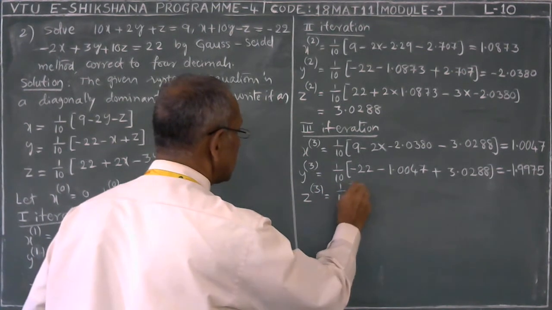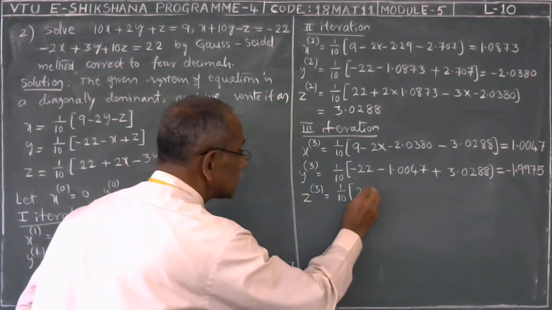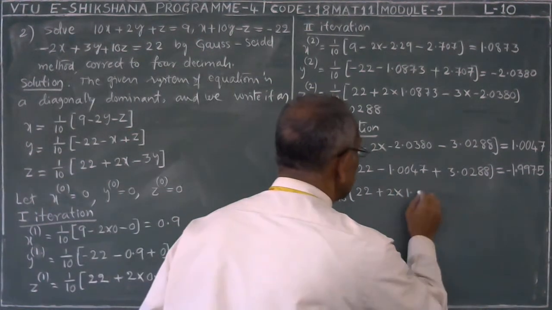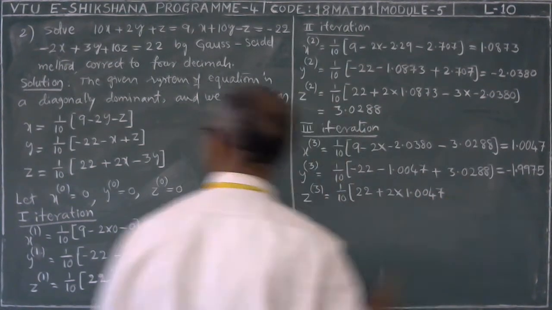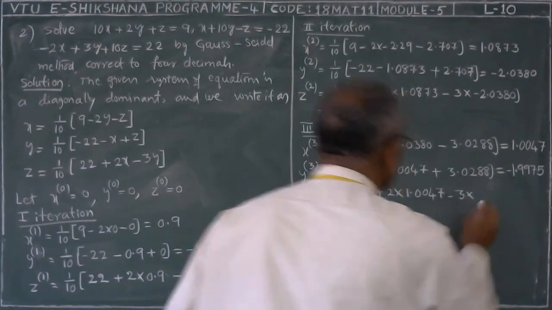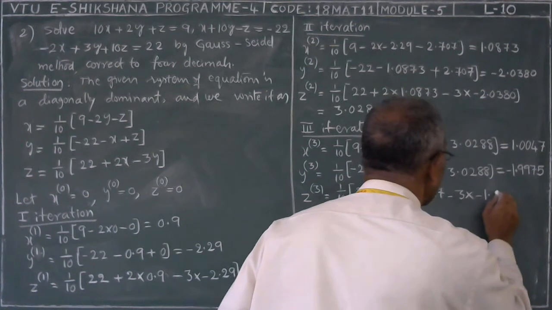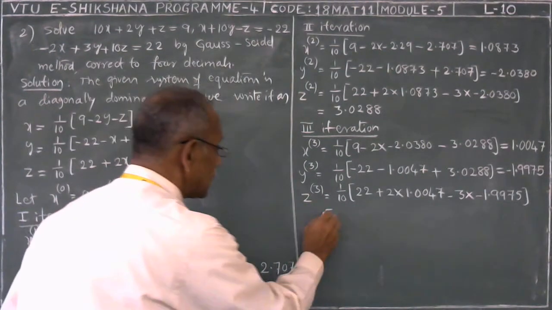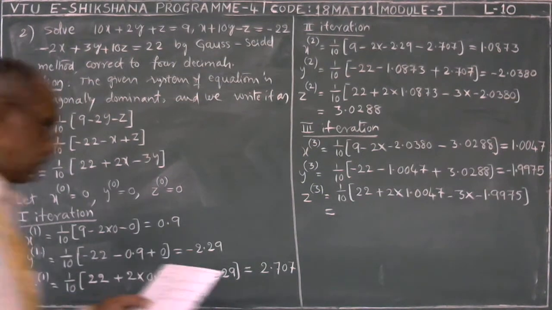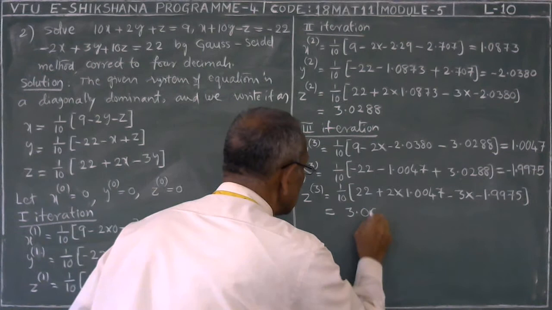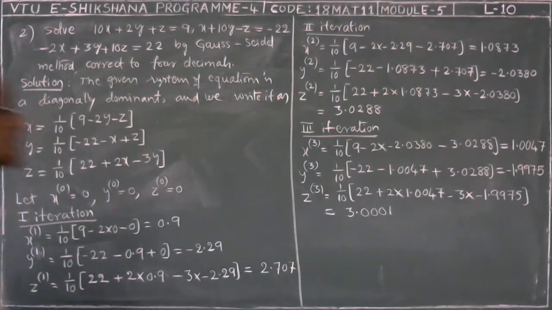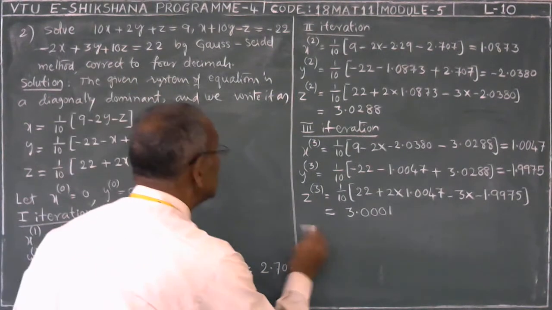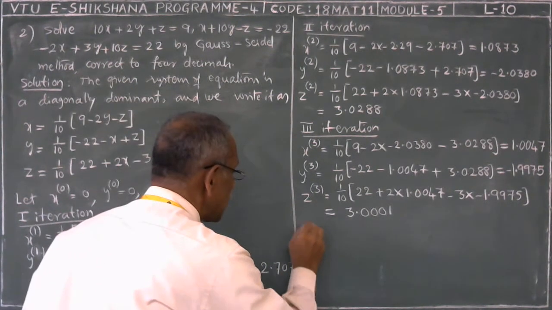Third approximation to z is 1 by 10, 22 plus 2x, plus 2 into x is 1.0047, minus 3y, minus 3 into y, y is this value, minus 1.9975. So if you compute carefully, you get the value for z3, 3.0001, up to four decimal places. Now again compare, they are likely to be near, but not the same up to four decimal places. So we continue again with the fourth iteration.